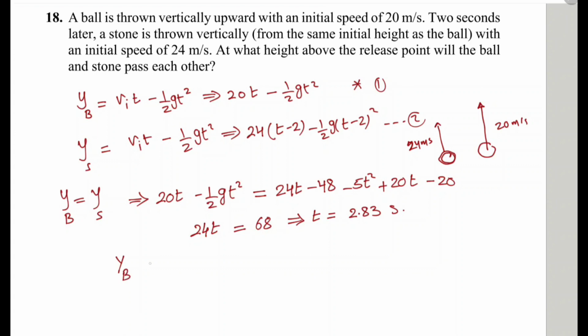So yb equal to 56.6 minus 40.04. You just substitute time in this equation here, and you will get 17 meters.